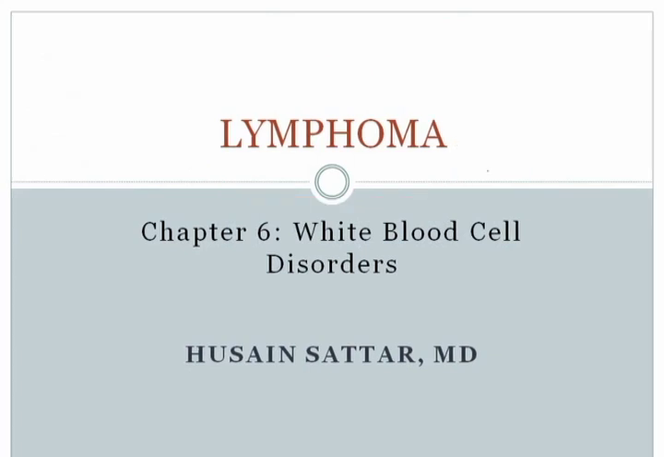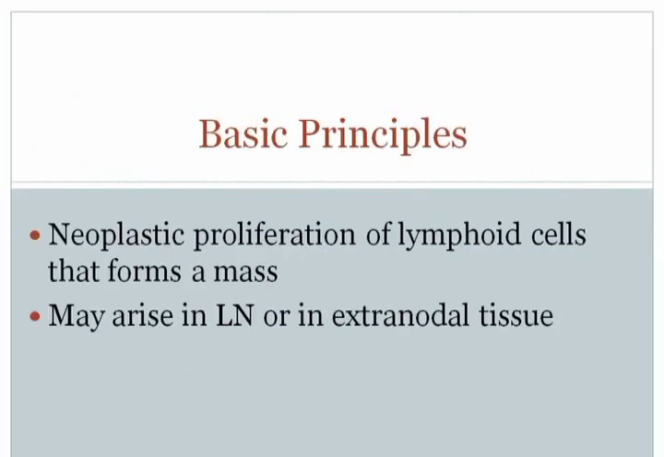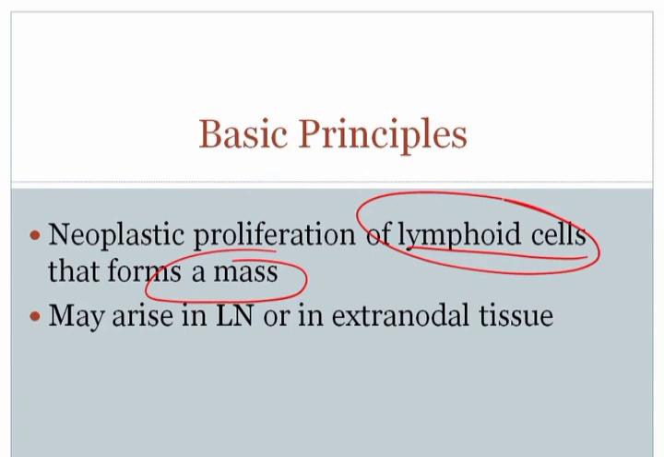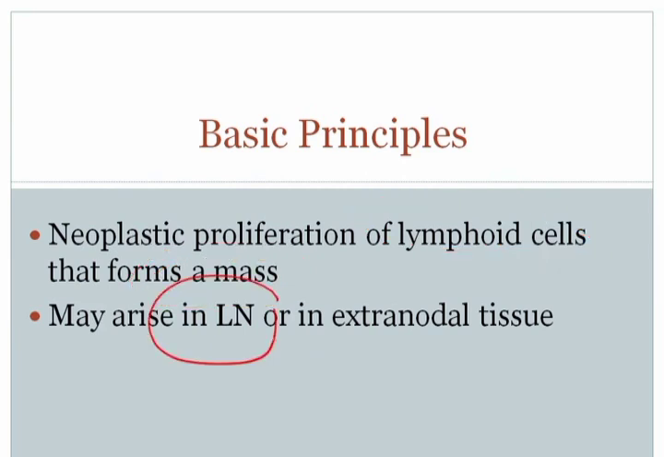And basically, the very first principle that I'd like to establish is that lymphoma is a neoplastic proliferation of lymphoid cells that forms a mass. Lymph, i.e. lymphoid cells, oma, that forms a mass. And that's what gives it its name of lymphoma. Now, lymphoma can arise within the lymph node, and that makes sense because that's where lymphocytes normally live, but it can also arise within extranodal tissues outside of the lymph node.